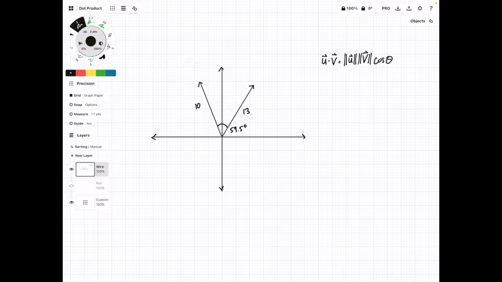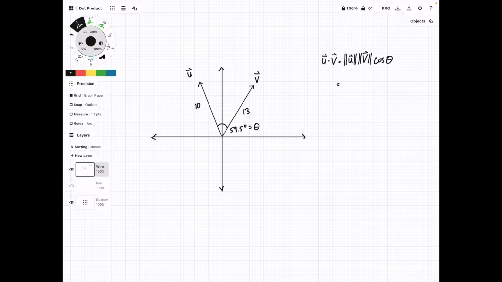So if we look at our diagram over here, we could say that this is our vector u, and this is our vector v, and this 59.5 degrees is going to be angle theta. So unlike the other way that we calculated the dot product where we knew the x, y, and z components of each vector, this time we only need to know the magnitude and the angle. So in this case, when we have all of this information here, we don't really even need to do too much algebra.